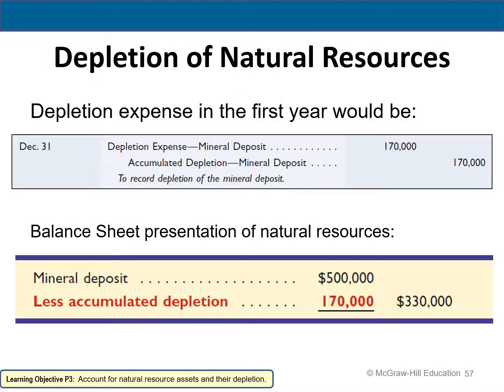So in order to record that transaction, we'd record depletion expense, mineral deposit, 170,000, and we'd record accumulated depletion for the mineral deposit with a credit of 170,000. Okay? All right. And then the way that we present it on the balance sheet is very similar to depreciation and fixed assets. We record our mineral deposit less our accumulated depletion for a net book value of 330,000.